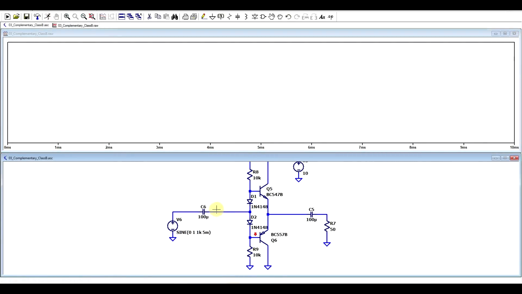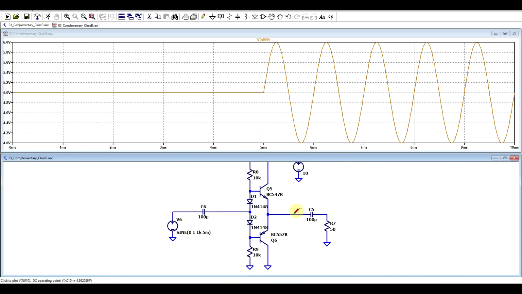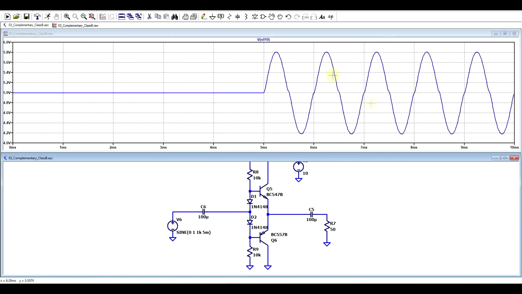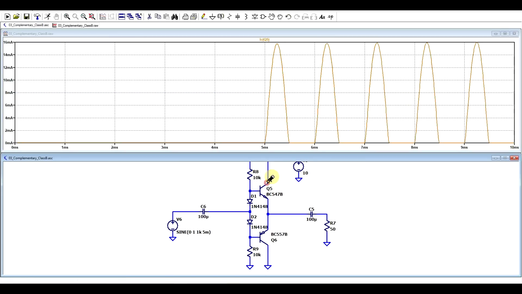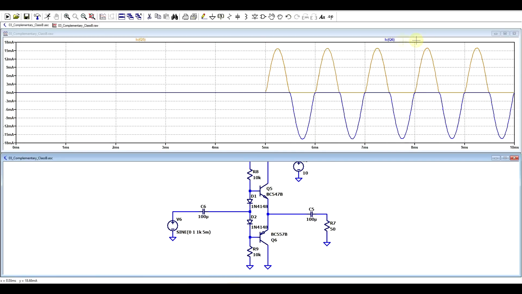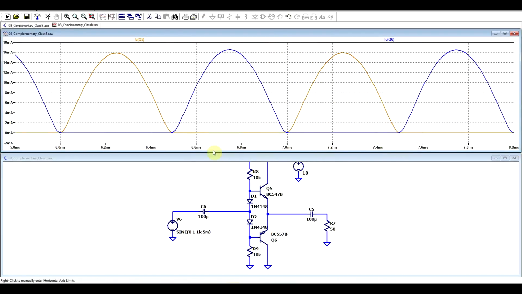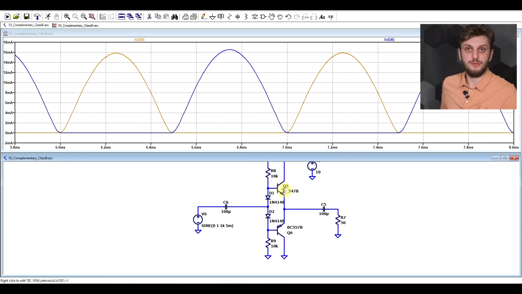So if we run this circuit, again we have a nice input signal, and if we check the output, well, there's still some distortion happening in the middle, but it's far cleaner than before. Similarly, if we check the collector currents, invert the second one, zoom in a bit, now we can see we have a proper 180 degrees conduction angle. So half the signal is passing through one transistor, half the signal through the other. So to get the minimum amount of distortion, you need to provide this missing polarization voltage.